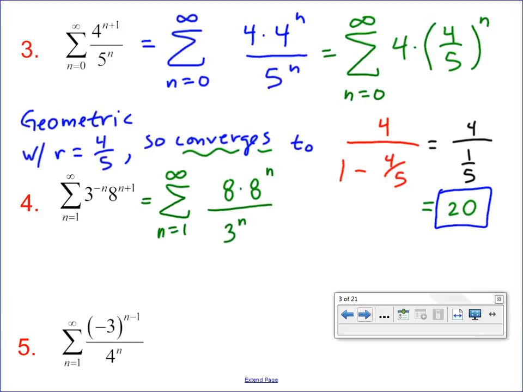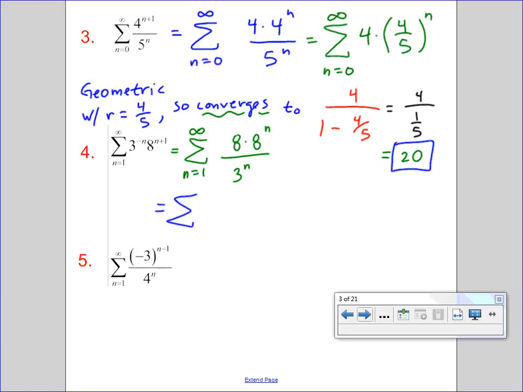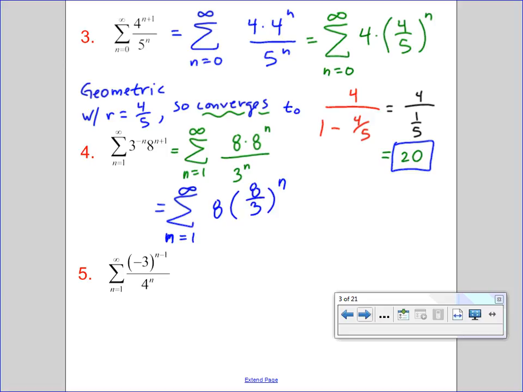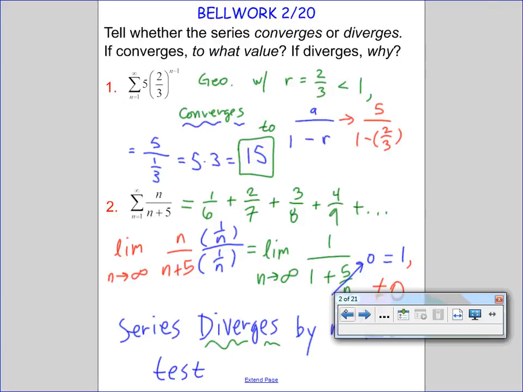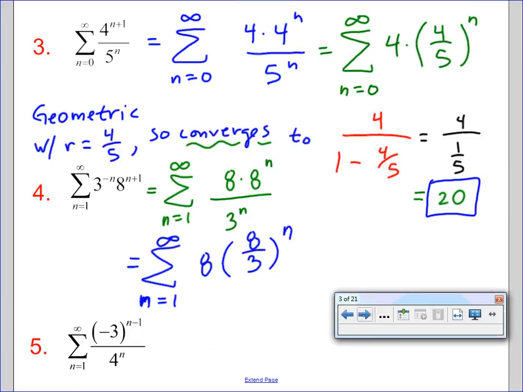Now this is looking like we'll be able to tell. So this is a geometric series. So it looks like n equals 1 to infinity of 8 times 8/3 to the n. And now does it look like number 1? Now it looks like number 3, so now we can tell.